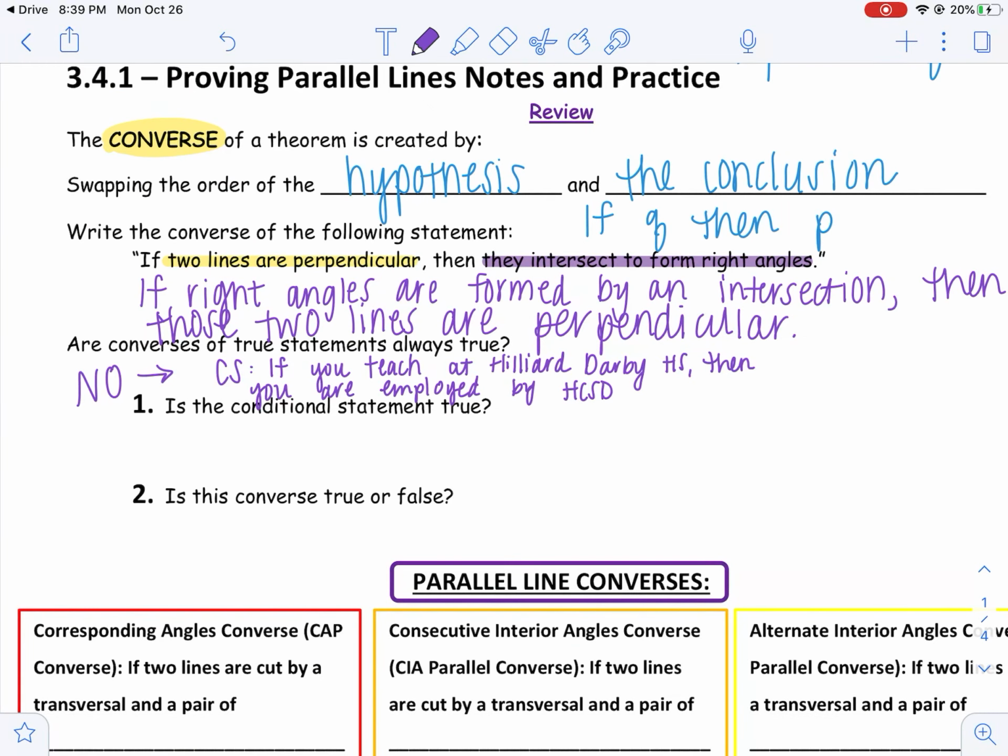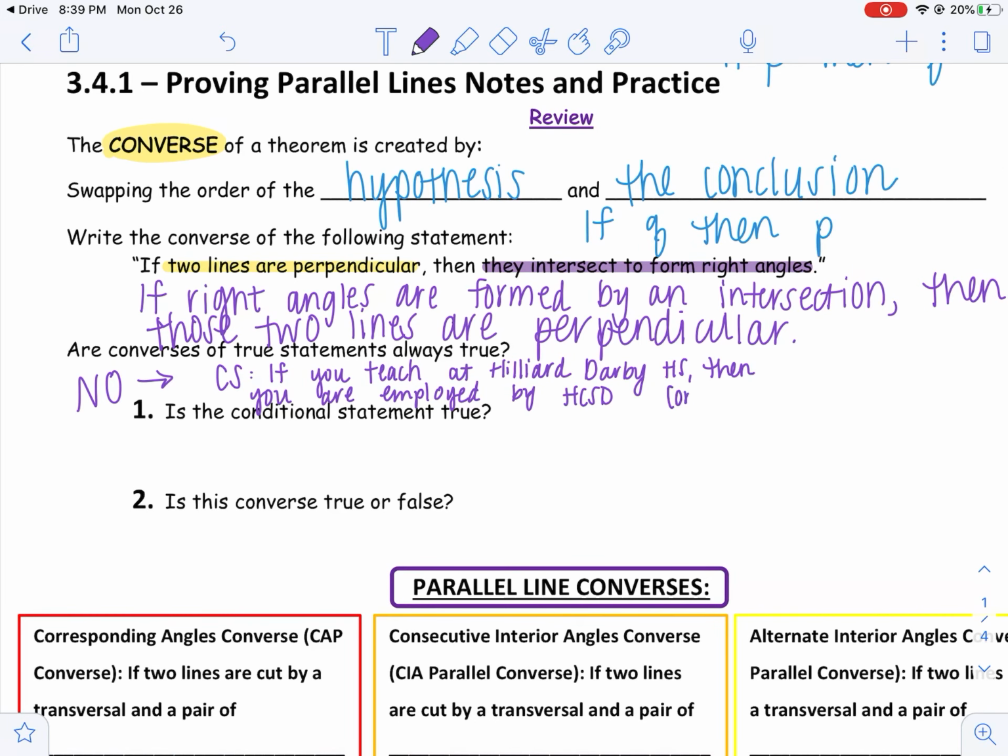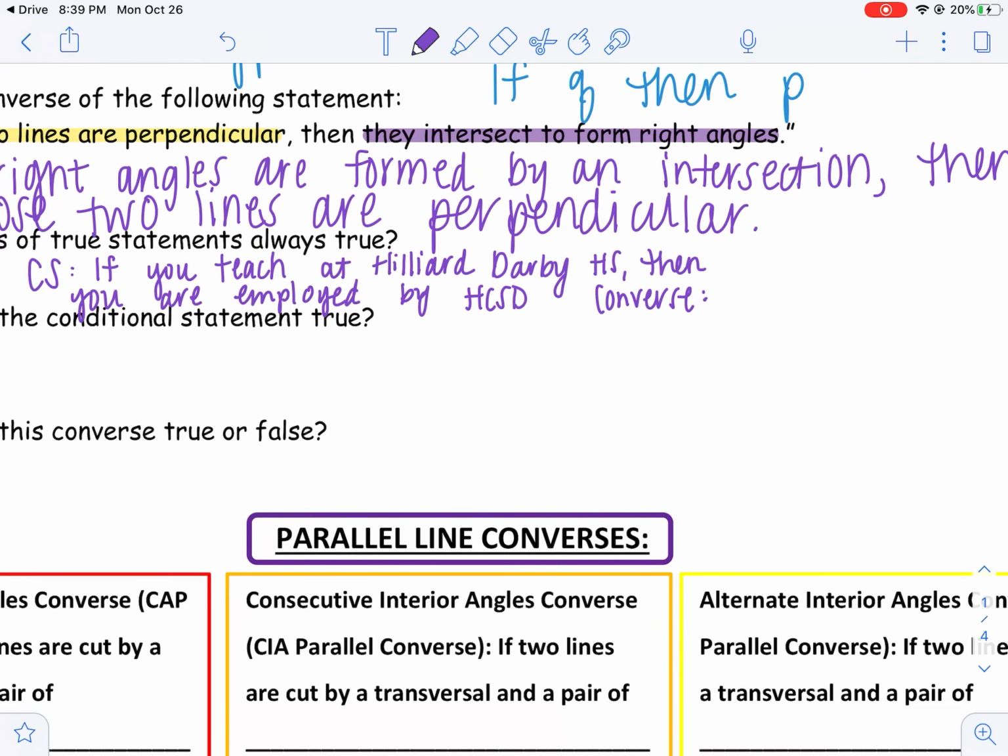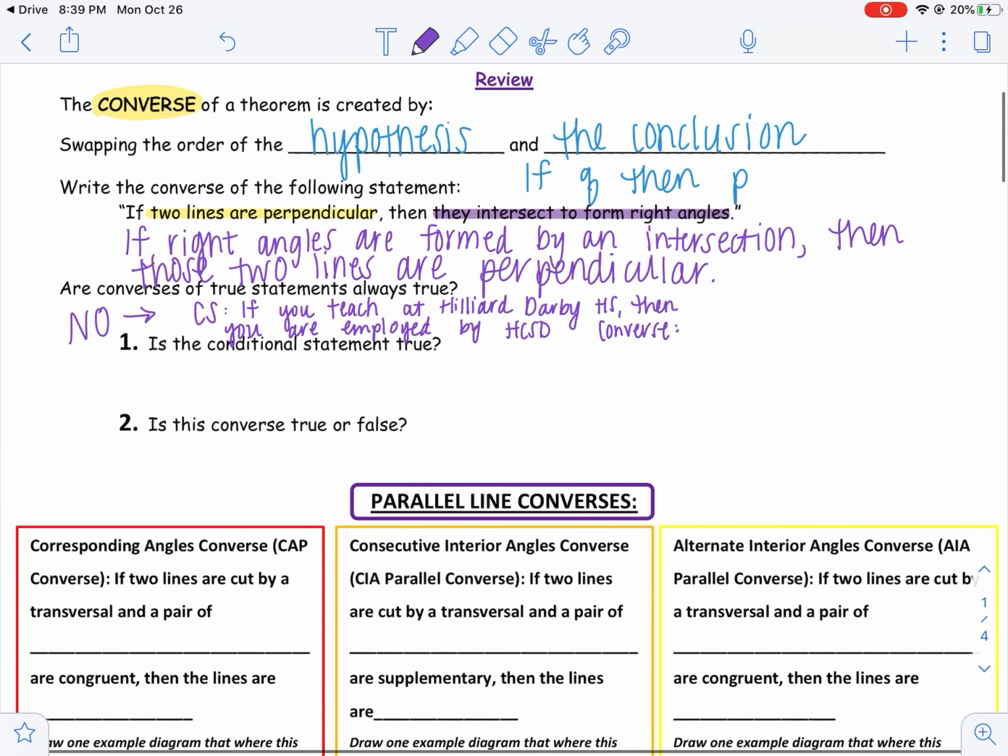Now, what about the converse? The converse would state, if you are employed by Hilliard City School District, then you teach at Hilliard Darby. Well, we know that's not true, okay?